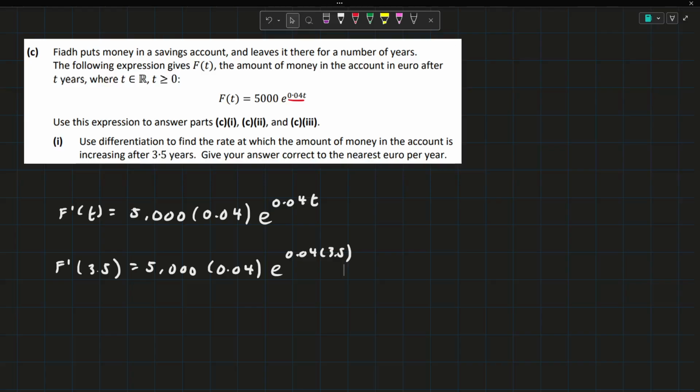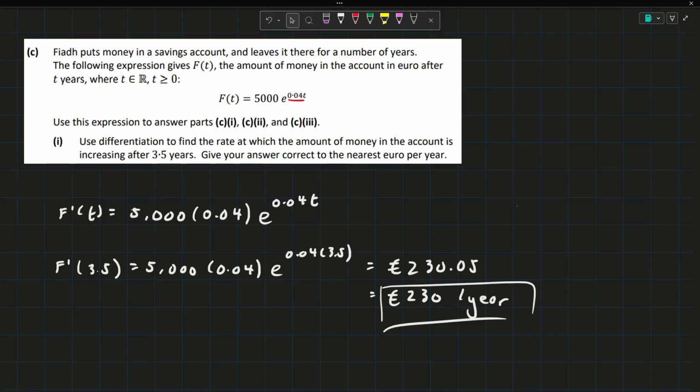And you can just put that into the calculator. And you'll get 230.05. It says the nearest euro per year. So that'll be equal to 230 euros per year. If you want to put in the units just to be sure, but they are not too strict about that.